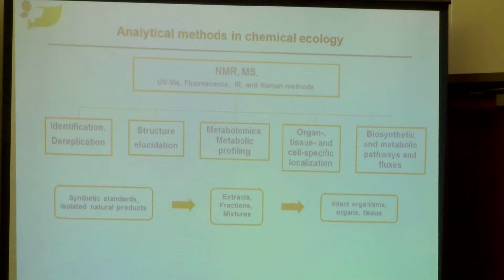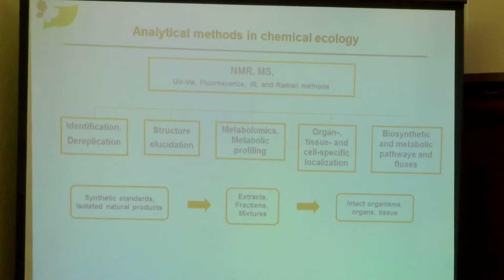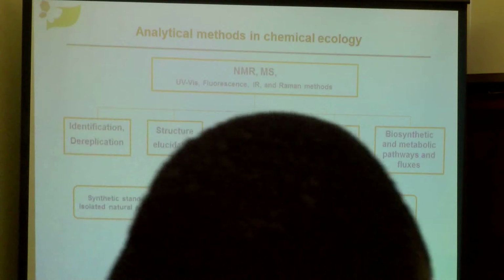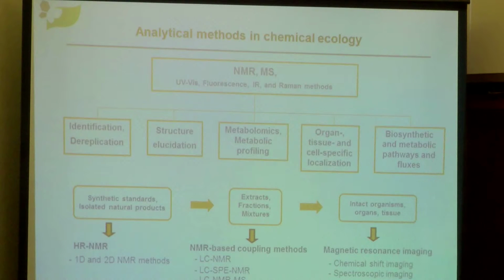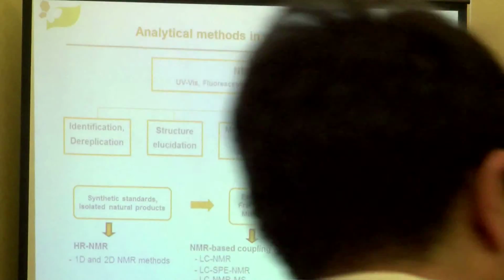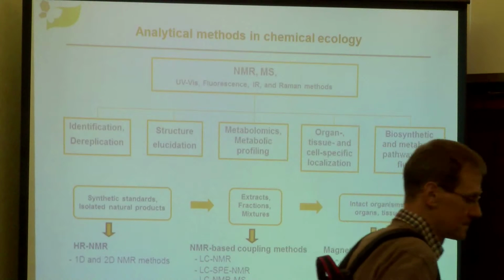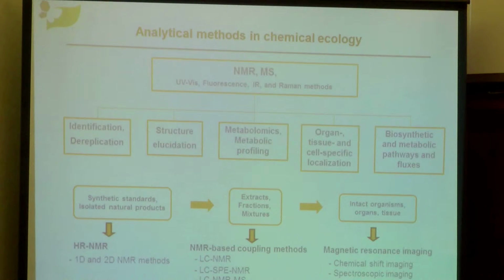And there is a trend nowadays from isolated pure compounds to extracts, to fractions, mixtures. And it goes on into studies of the intact organism, in organs or in tissue of plants or insects or other organisms. And in NMR, especially, we are using conventional 1D and 2D NMR methods, but we are also using coupling techniques, and the use of chemical shift imaging and imaging techniques in chemical ecology is increasing.